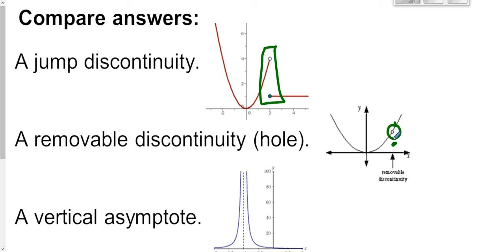And a vertical asymptote, this blue graph comes up and it comes down, but it has a value at which the function itself is not defined at all. And that's a vertical asymptote, or a non-removable discontinuity is what it's sometimes called, in contrast to a hole.